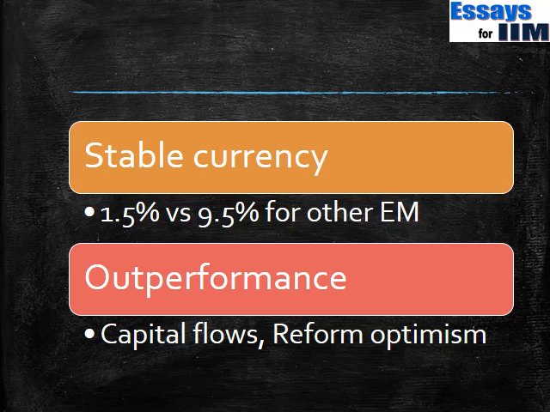Another thing is that the Indian rupee has been one of the most stable currencies actually. The variation in INR has been only 1.5% versus 9.5% for other emerging market economy currencies. And also INR has outperformed because of capital inflows, and with the new government there has been reform optimism. So people feel that there will be reforms and the Indian economy will do much better than what it has been doing, because of which overall in the world, if we see, there is a higher optimism as far as India is concerned compared to other economies.